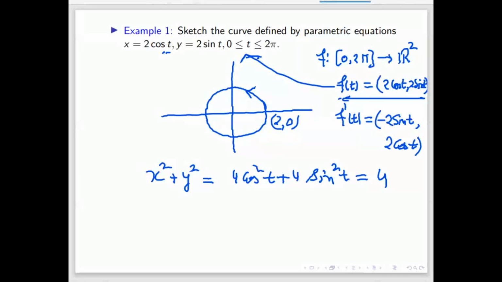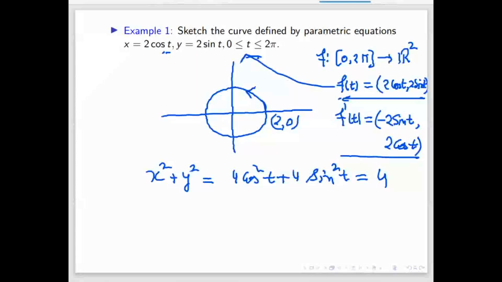Yes or no? Because if 2 sin t is the x component and 2 cos t is the y component, then x square plus y square, again you will get 4. Right? It will represent again the same circle. But the thing is, it gives the velocity of the particle. It will give the velocity of the particle definitely.